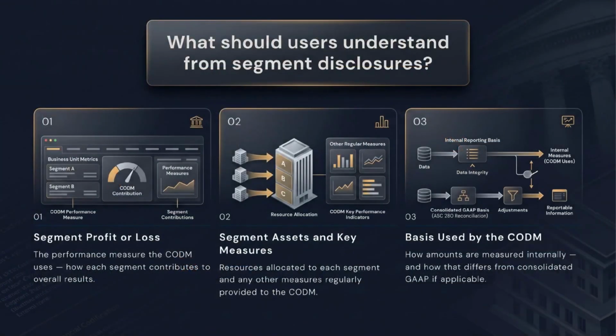For short answer 1, the user of the financial statement should be able to understand how each reportable segment performs, what resources are allocated to it, and how management measures it. A strong answer should mention segment profit or loss, segment assets and other key measures regularly provided to the CODM, and the basis of measurement. The best answers do not simply list items, they explain that segment disclosures help users see the business through the same performance lens management uses internally.